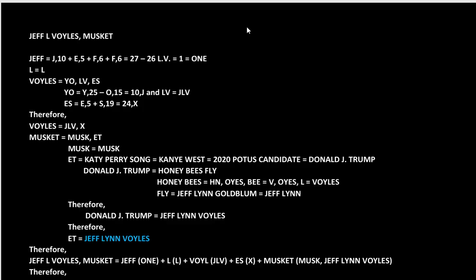Rearrange letters in honeybees: HN, OYES, BE. The HN add up to 22, V. OYES remains the same. Letters in B add up to 12, which is L. Rearrange those letters, VOYESL, to Voiles. Honeybees equals Voiles. Flies, movie starring Jeff Lynne Goldblum. Goldblum does not contain the name of the movie he was in, but Jeff Lynne does. So discard the Goldblum and keep the Jeff Lynne. So therefore, fly equals Jeff Lynne. So honeybees fly equals Voiles Jeff Lynne. Therefore, honeybees fly equals Jeff Lynne Voiles.